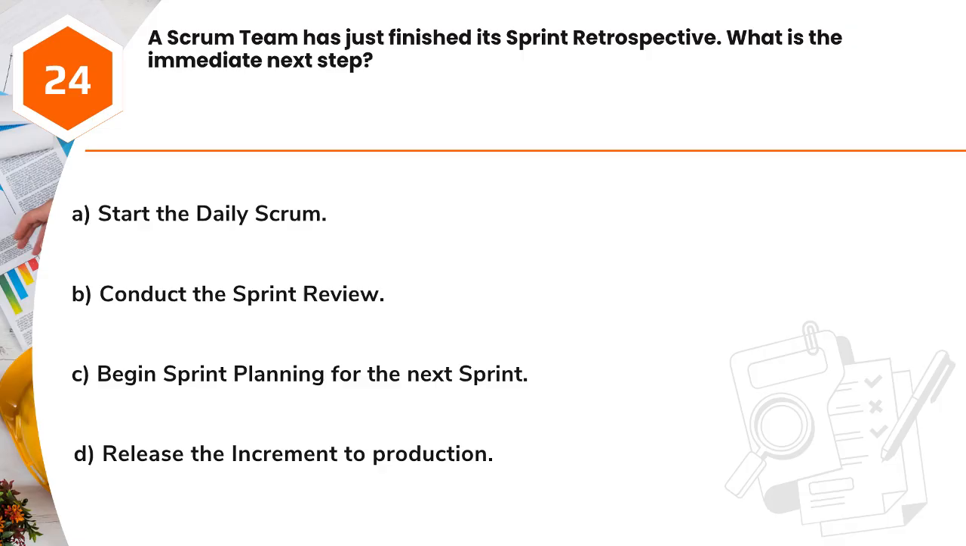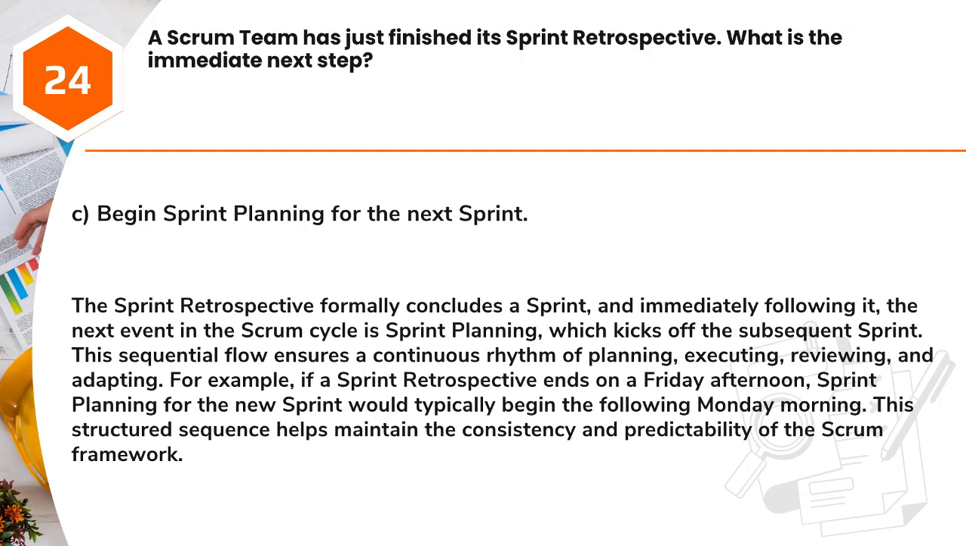Answer: C. Begin sprint planning for the next sprint. The sprint retrospective formally concludes a sprint, and immediately following it, the next event in the Scrum cycle is sprint planning, which kicks off the subsequent sprint. This sequential flow ensures a continuous rhythm of planning, executing, reviewing, and adapting. For example, if a sprint retrospective ends on a Friday afternoon, sprint planning for the new sprint would typically begin the following Monday morning. This structured sequence helps maintain the consistency and predictability of the Scrum framework.